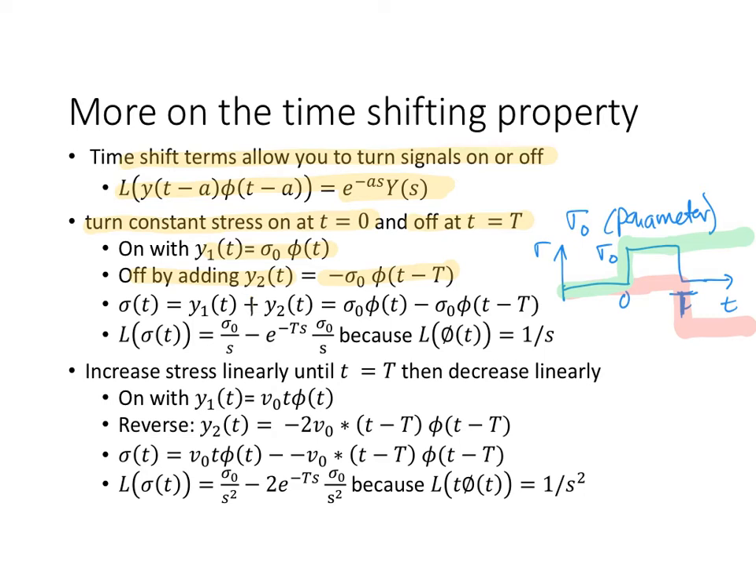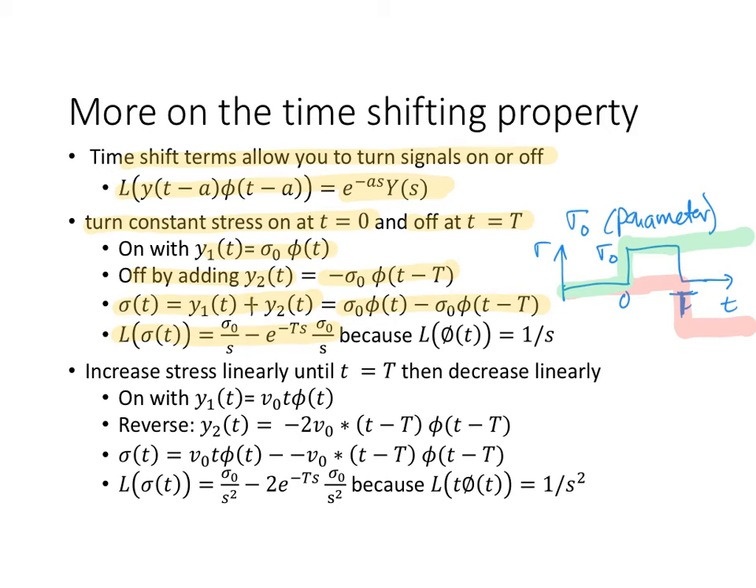So combining these then, the total pushing function sigma is the sum of the turning on and turning off signals, which is simply this. And then if we took the Laplace transform of that, we would have this equation that we're operating on in our Laplace domain.